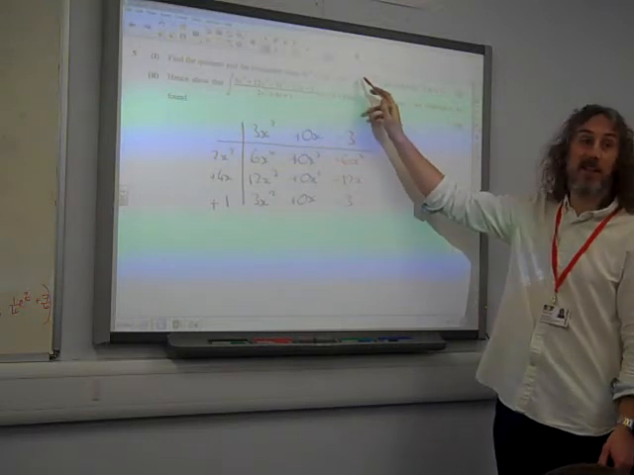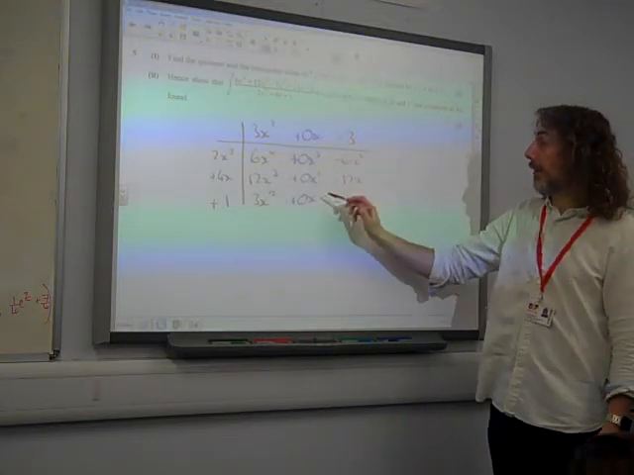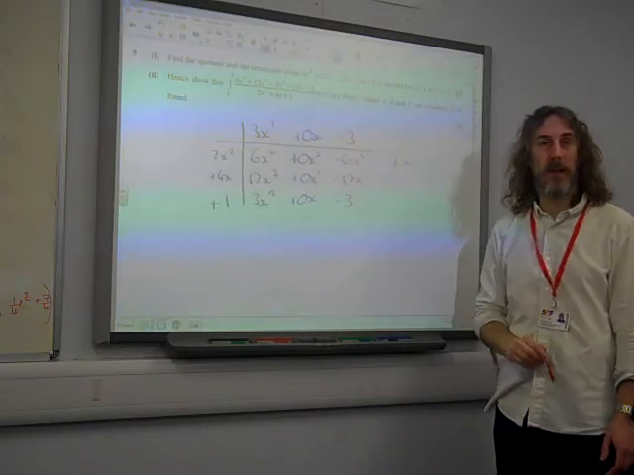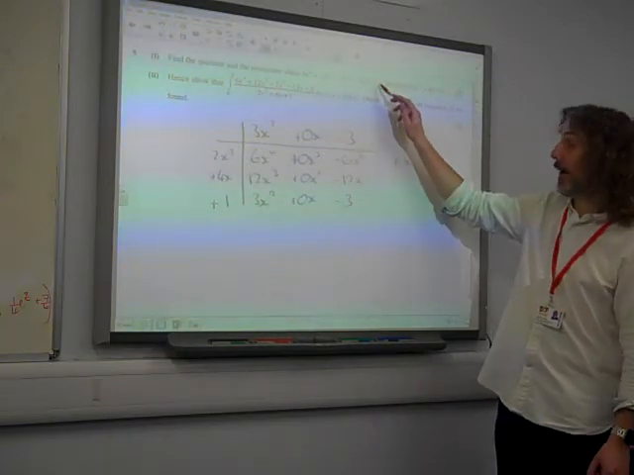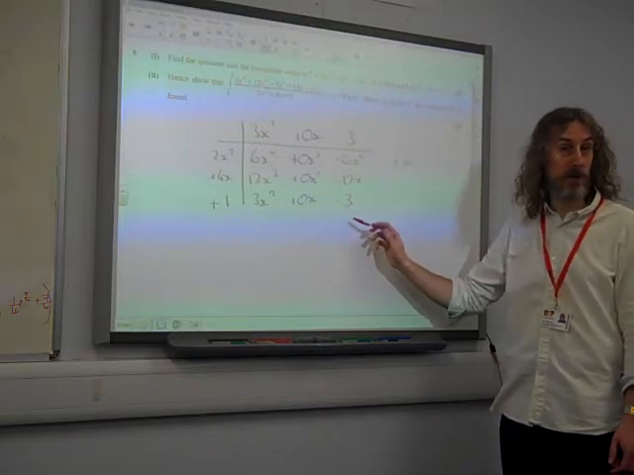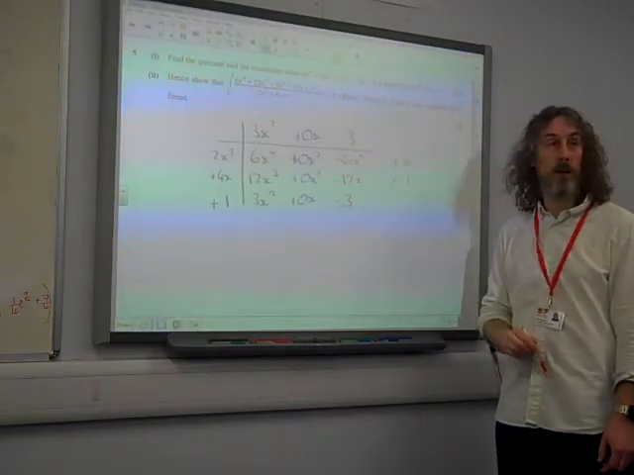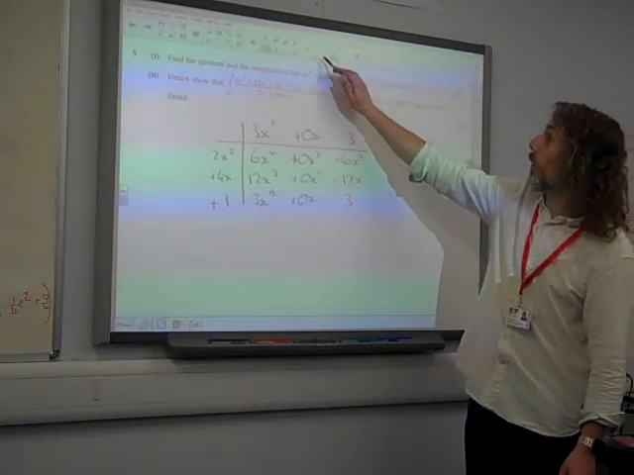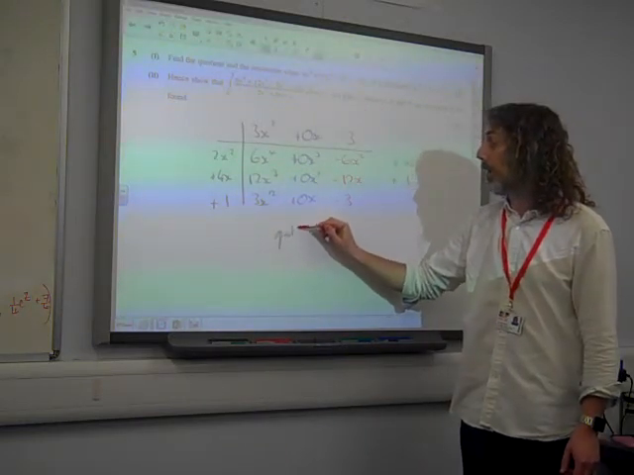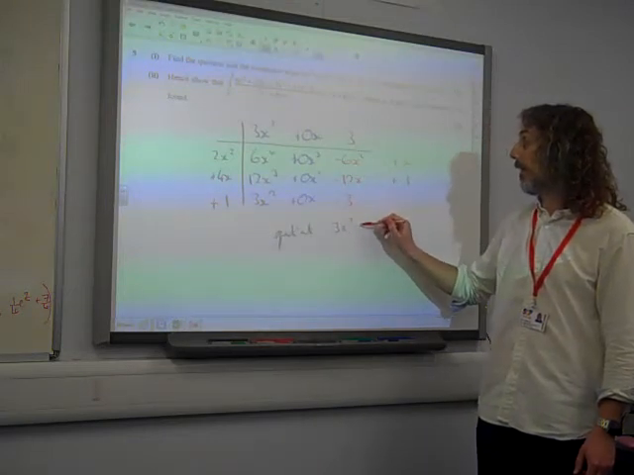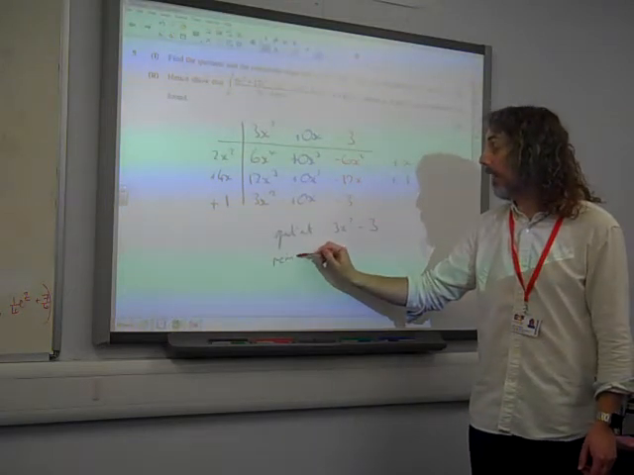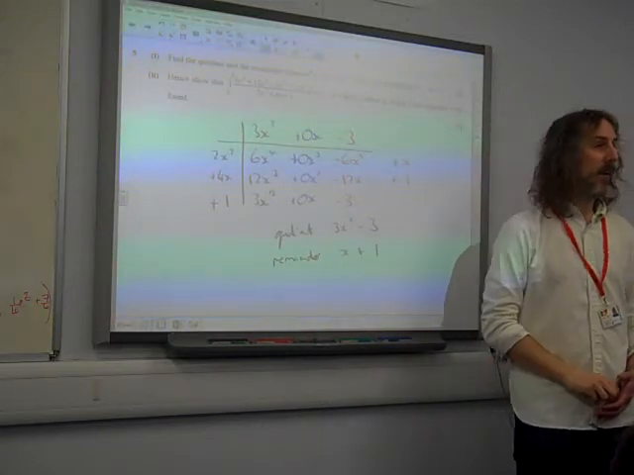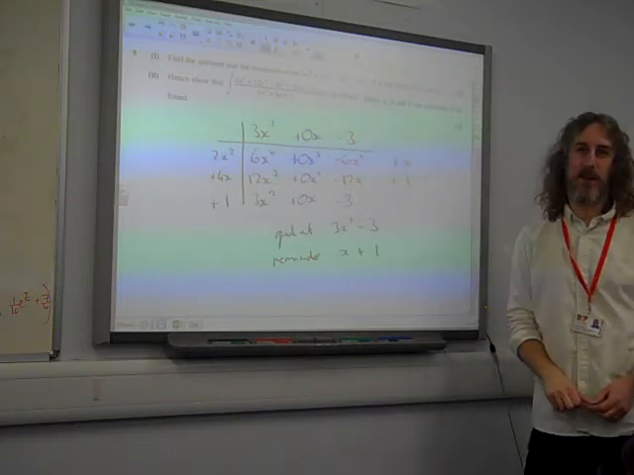We're supposed to have minus 11x. At the moment we've got minus 12, so we need another plus x over there to balance that up. We're supposed to have minus 2. We've currently got minus 3, so we need a plus 1 there as well. And so now we need to say that the quotient is 3x squared minus 3, and the remainder is what we have hanging over here in green, x plus 1. Good work.